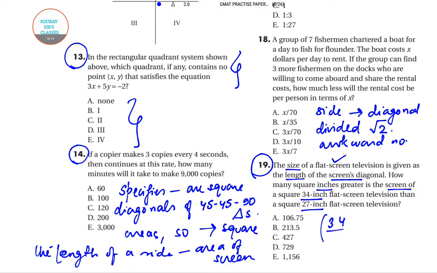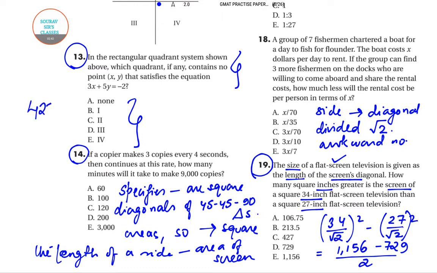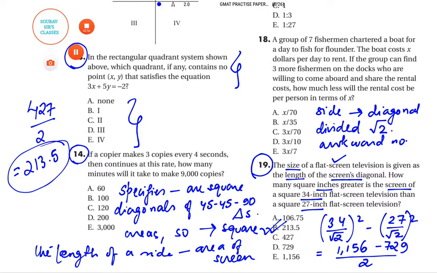So it is 34 by root 2 whole square minus 27 by root 2 whole square. The denominator will remain 2 and you will get 1,156 less 729. You will get this to be 427 by 2. You will get the answer as 213.5, which is an exact match to our option number B. So B will be the correct answer to this particular question.